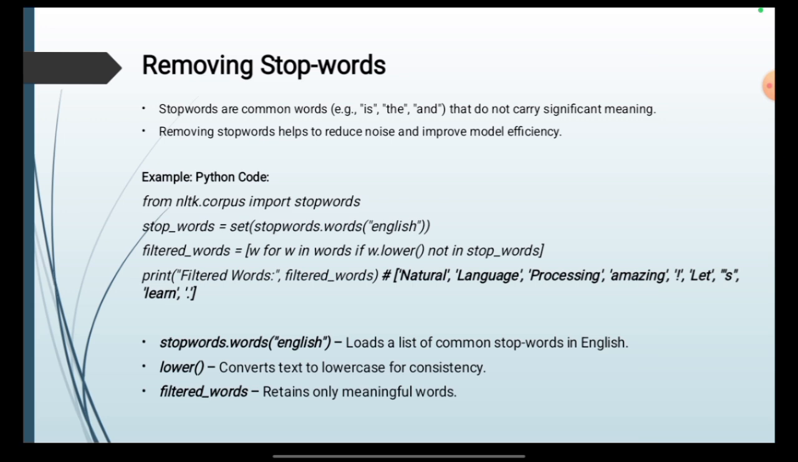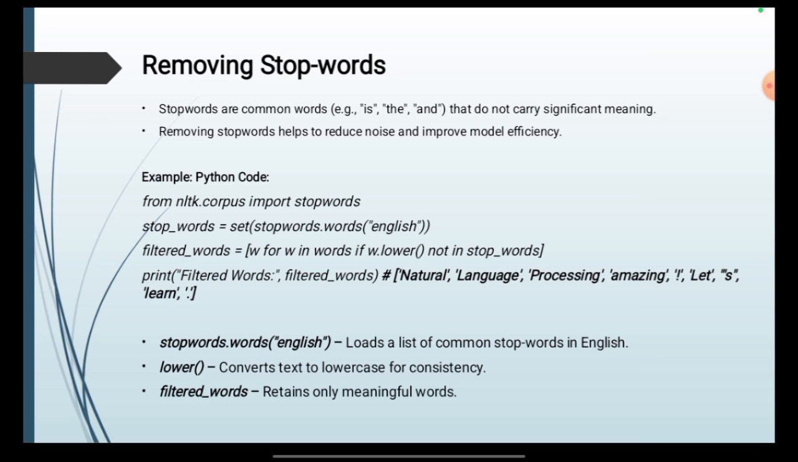Example, Python code. From nltk.corpus import stopwords. stop_words = set(stopwords.words('english')). filtered_words = [w for w in words if w.lower() not in stop_words]. print(filtered_words) gives natural language processing amazing exclamation, Let us learn full stop. stopwords.words('english') loads a list of common stop words in English. lower() converts text to lowercase for consistency. filtered_words retains only meaningful words.